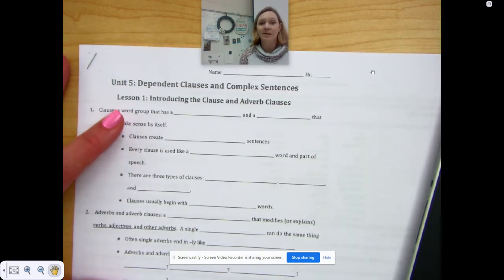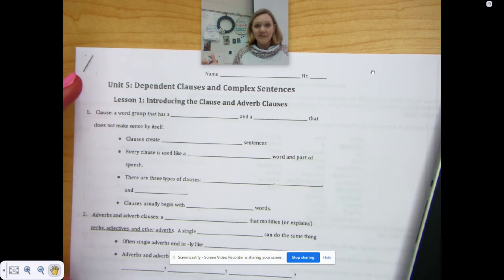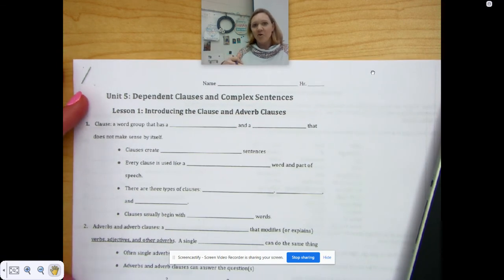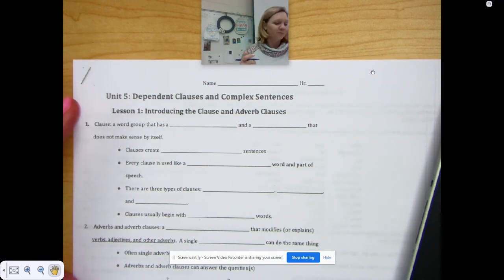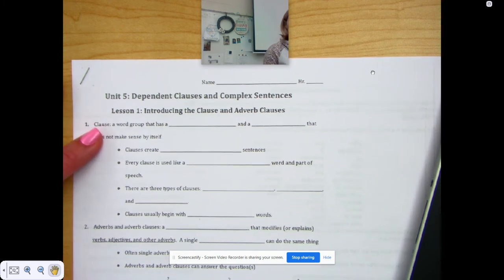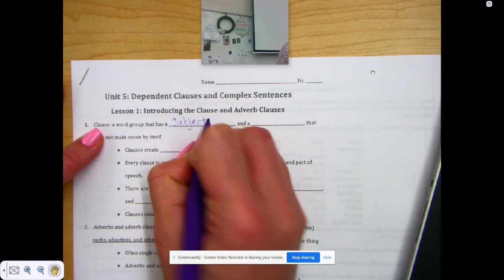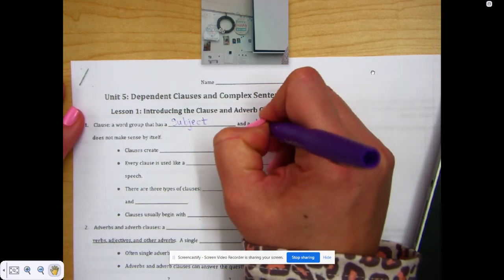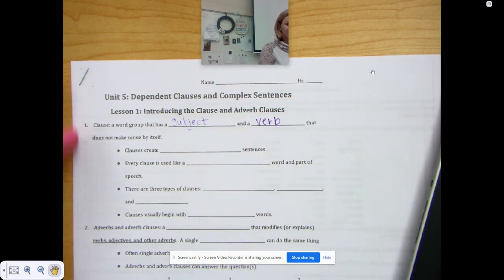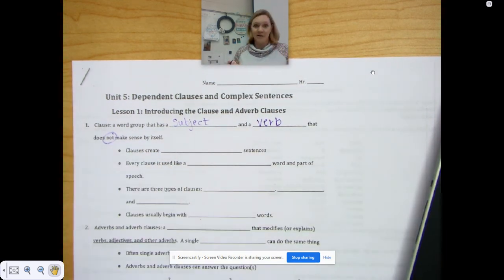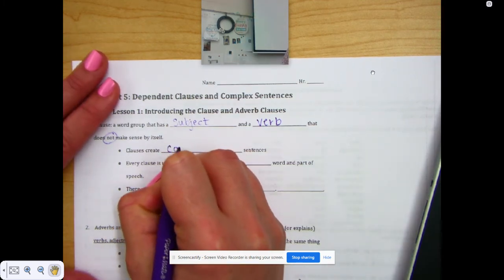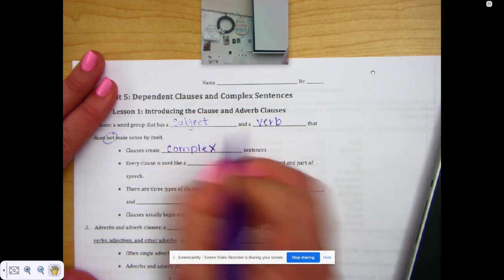So before we jump into that, let's talk about what a clause is, and then specifically narrow it down to adverb clauses for today. So a clause is a word group that has a subject and it has a verb, but it does not make sense by itself. So it has a subject and a verb, just like an independent clause does, but it does not make sense by itself. Clauses create what we call complex sentences.